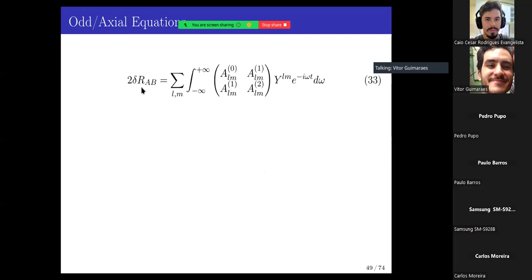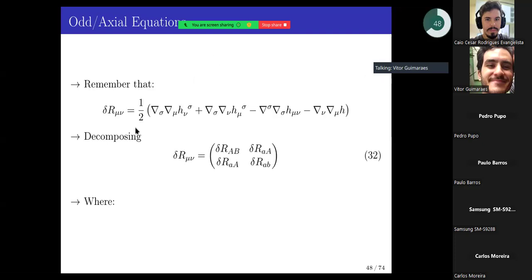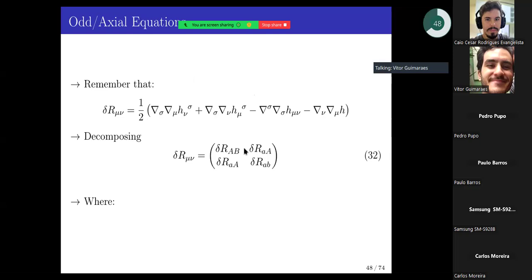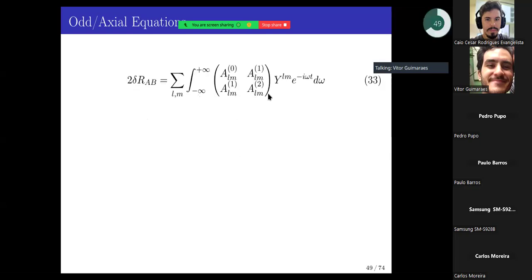What we did here is just multiply both sides by 2, which is the same. So this, which is the first quadrant here, can be decomposed as such, right? Where these are functions of T and R. These capital A's here are functions of T and R, which contain combinations of the first and second derivatives of the metric components. We will see how they look in just a moment.